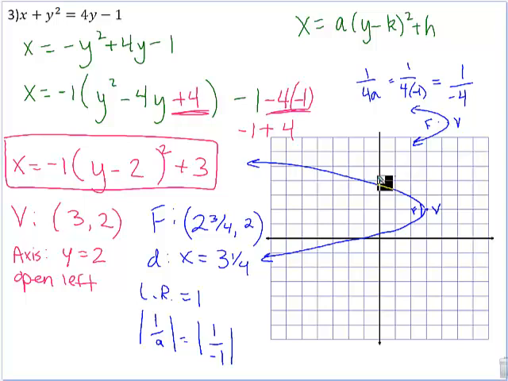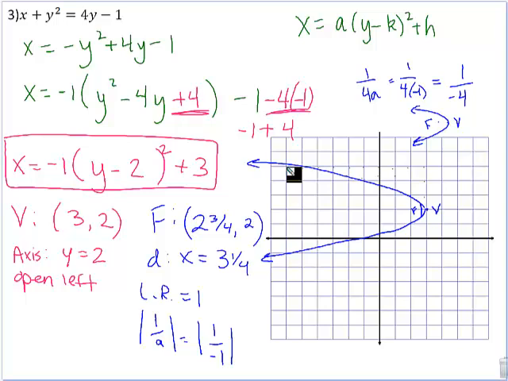When we go 2 away, how far away should we be? 4. 1, 2, 3, 4, we are. How about when we go 3 away? What's 3 squared? So we should be 9. So 1, 2, 3, 4, 5, 6, 7, 8, 9. That's pretty close. Okay? So that's another way to graph.